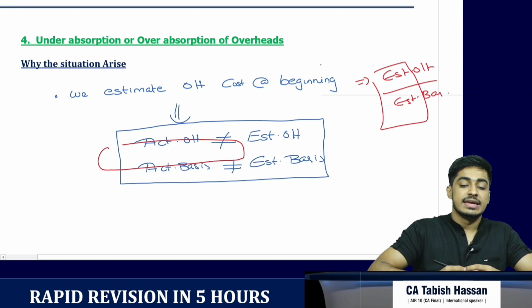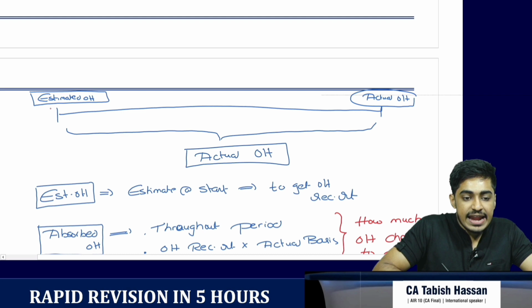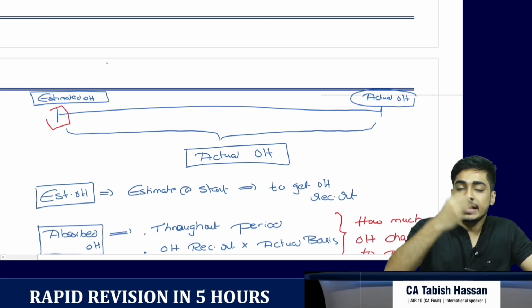So what can be the reasons? First thing is actual overhead is not equal to estimated overhead. That could be the first reason. And next is actual basis is not equal to estimated basis. So because of these 2 reasons, there can be under or over absorption. On a timeline, I've drawn a year. At the start, I estimate what is the overheads I might incur in this year. Based on the estimation, I get the estimated overhead. I divide by the estimated basis, I get the overhead recovery rate.